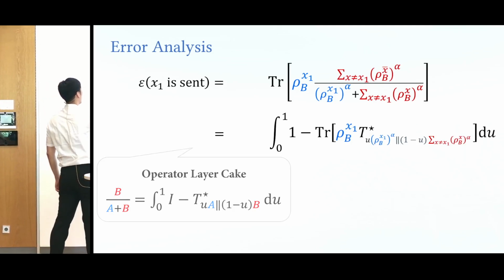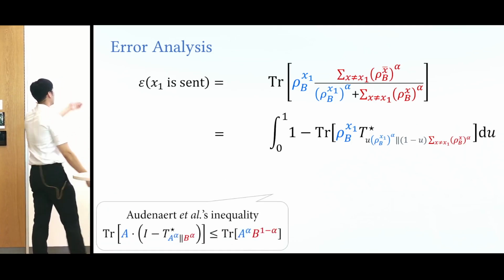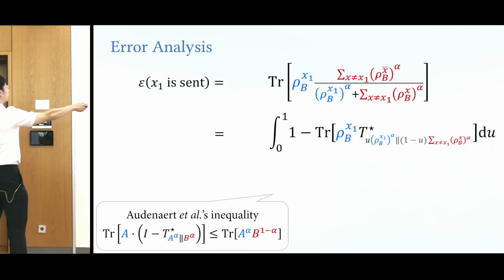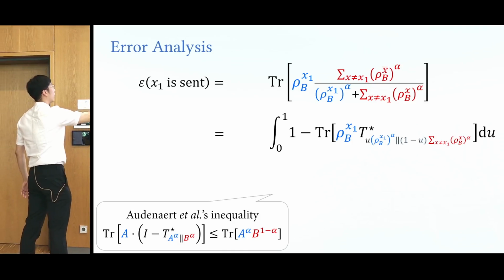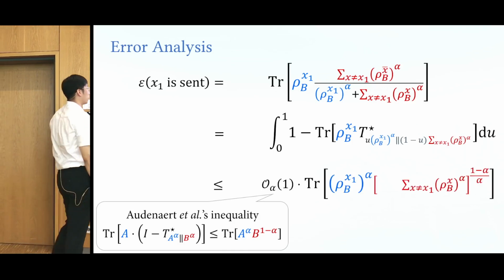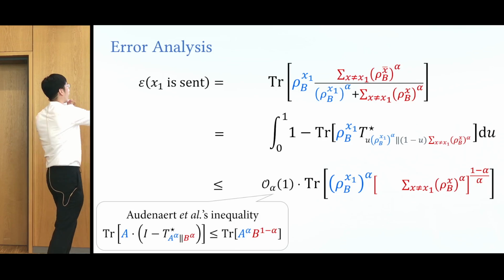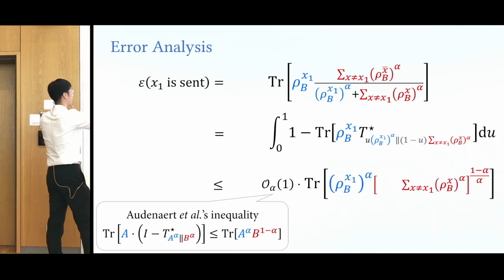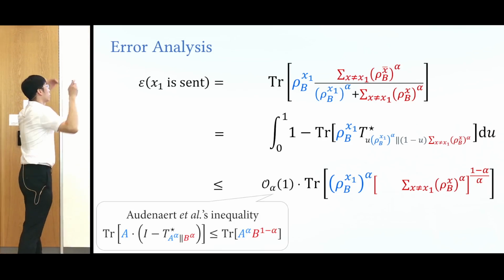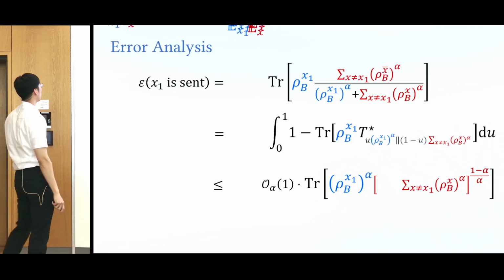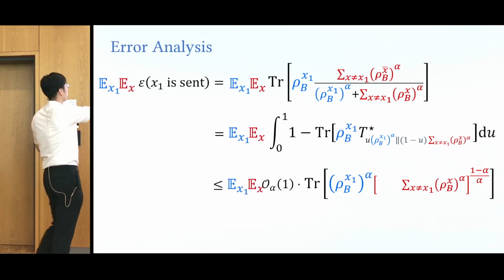Okay, then we apply the Audenaert inequality. This A is this blue guy, and this A_alpha, B_alpha, this B_alpha. Then we obtain this multiplicative bound like this, with some constant multiplicative term because of the wrong prior here, U. Then because everything is random, we just put expectation everywhere.